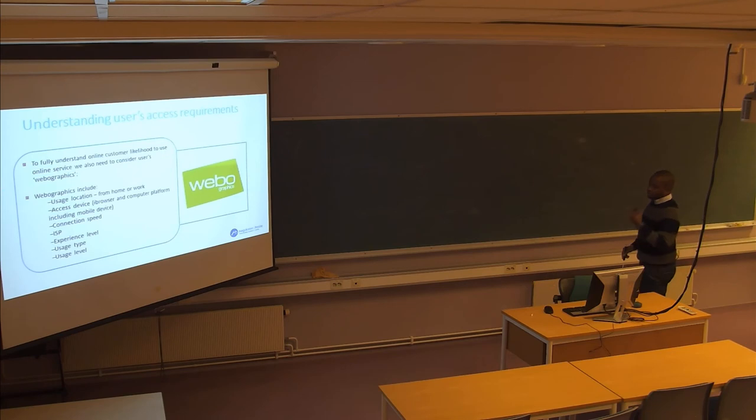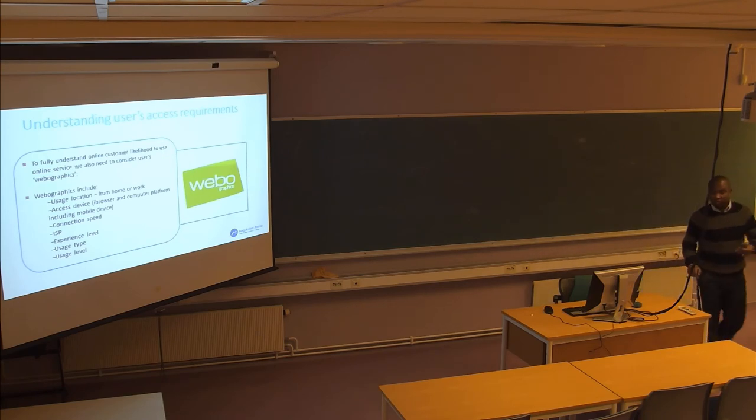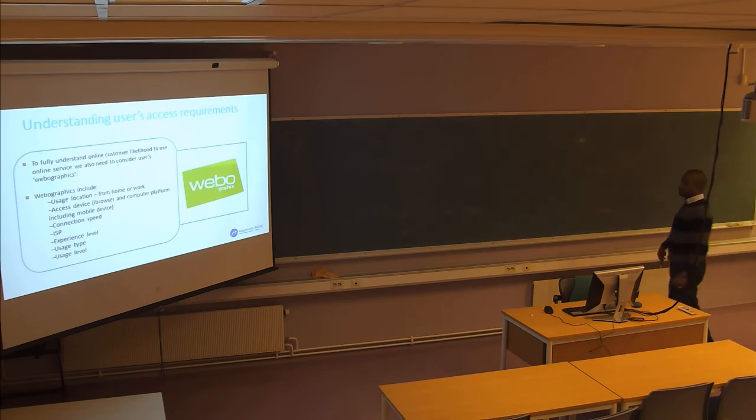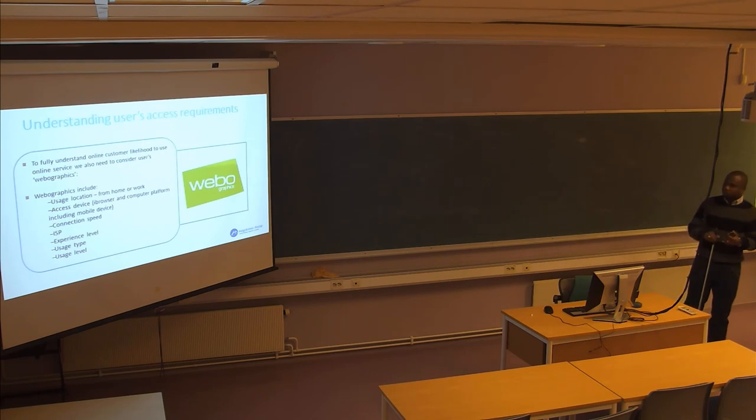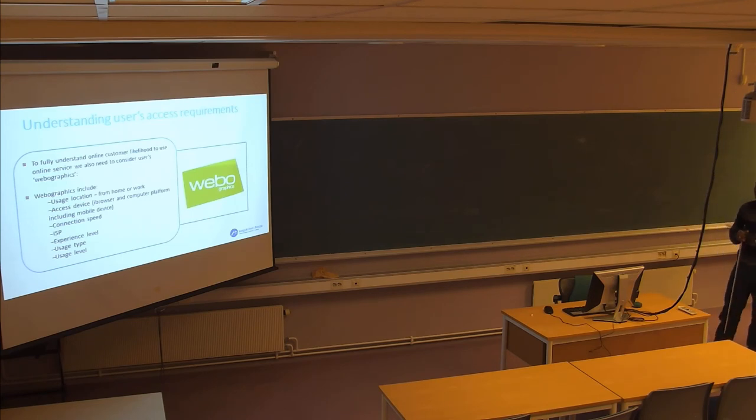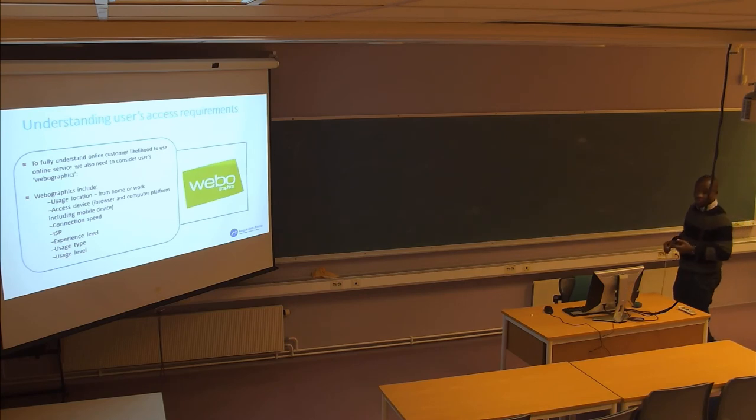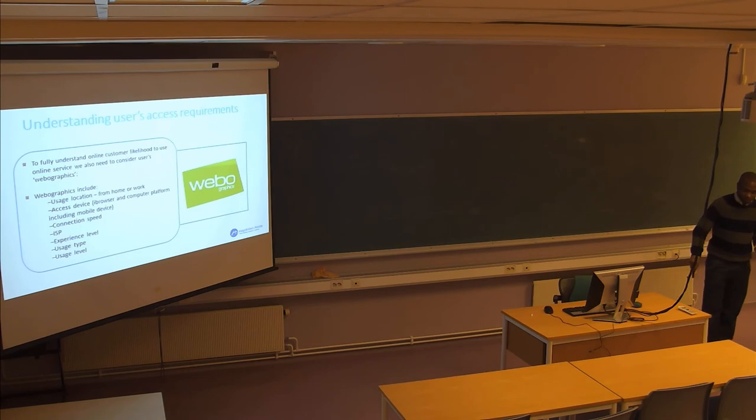Another factor that you have to consider when it comes to consumers' likelihood to use your services is what we call webographics. And these are factors that include usage location, where your consumers are likely to use your services from, whether it's from home or from work, which devices are your consumers likely to use your services from. So we talked about cross platforms earlier before, that these days people have a possibility to use different devices when it comes to accessing the internet. It could be mobile devices, you could be a PC, mobile phone, tablets. So you need to consider which kind of device your consumers are likely to use when they access your services.